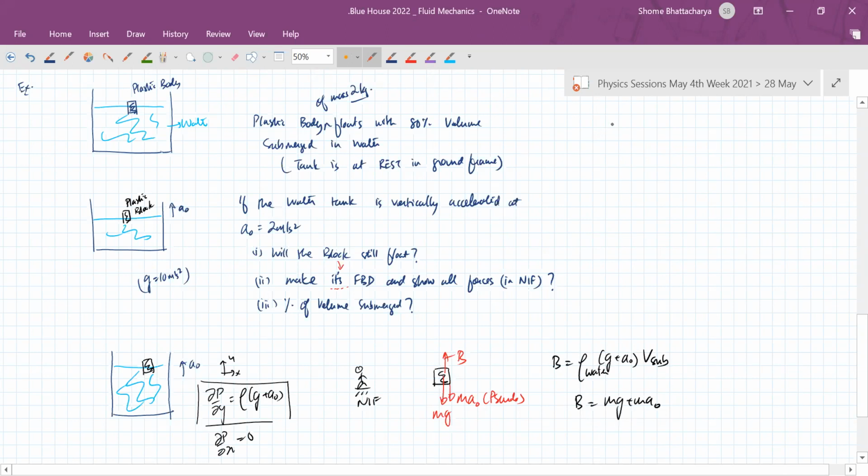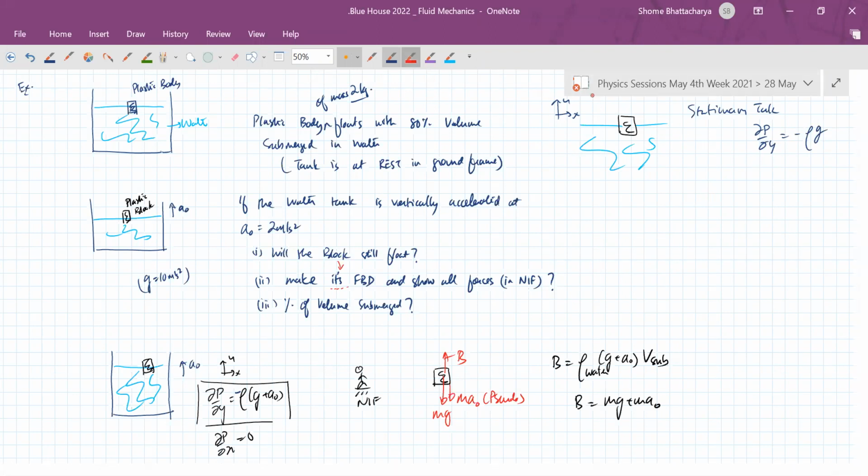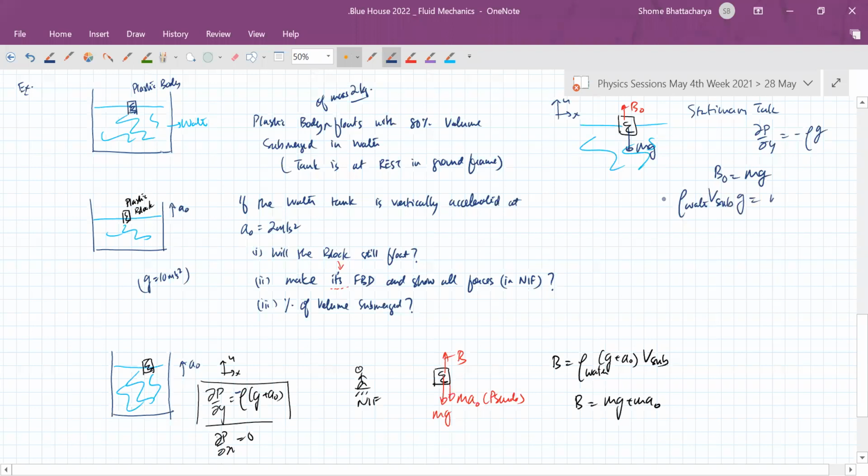Okay. Now in the first case, when there was no acceleration, when you're looking at this in the stationary tank, what was happening? The vertical pressure gradient was minus rho g. So we had the original buoyant force B naught. So density of water into volume of submerged part into g was equal to mg. And in this, we saw that the volume of the submerged part is 0.8 times total volume.